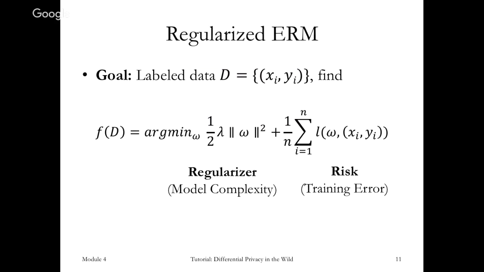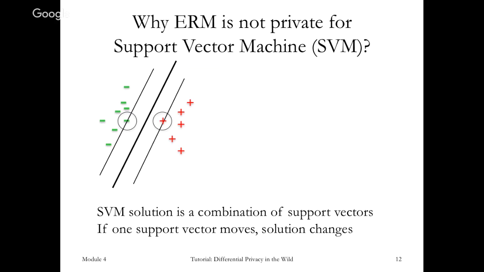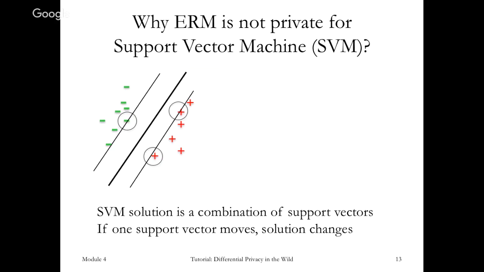And why do we need differential privacy? We use our support vector machines example. The support vector machine solution is a combination of support vectors, which are highlighted by the circles here. If one of the support vectors moves, let's say the red vector moves, the solution will change, right? So this is actually like the presence or absence of a certain example in the data set.